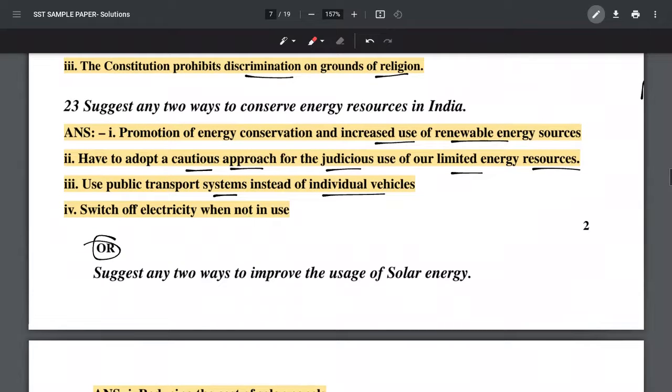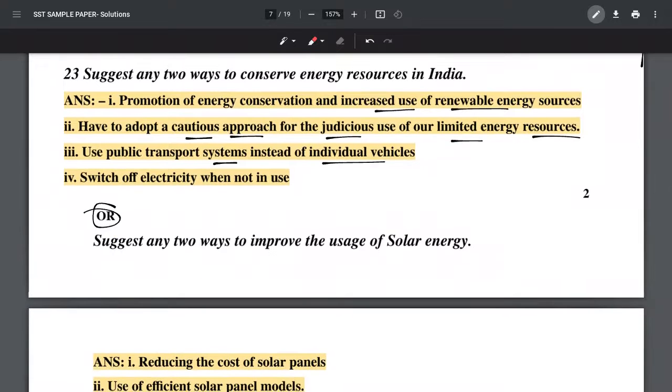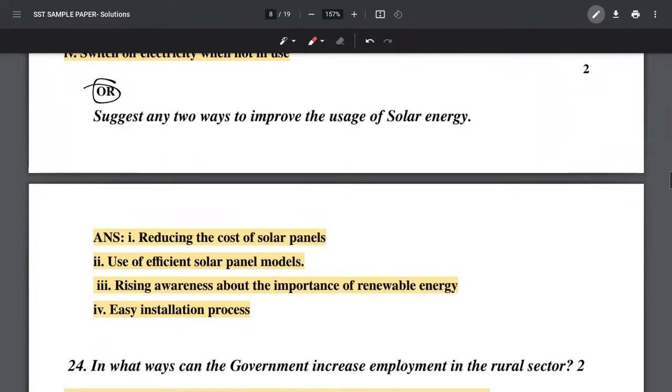Next question, that is not the next question, it's the continuation of 23. It's an OR, so you can do any of it. Suggest any two ways to improve the usage of solar energy. Solar energy refers to sunlight and the solar panels, isn't it? Solar panels. Okay, let's see what we can do.